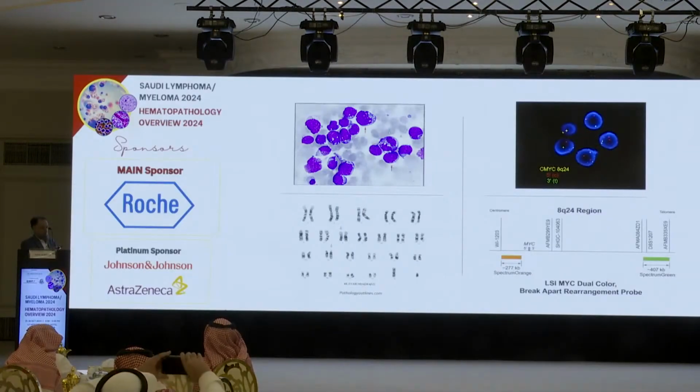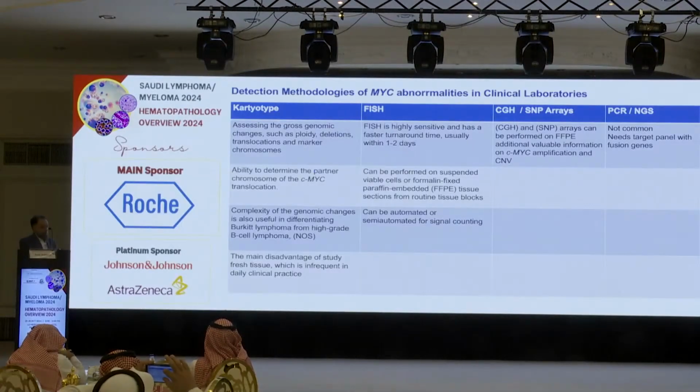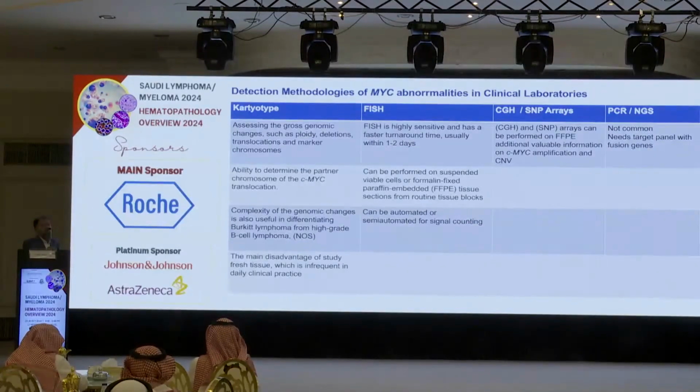This has a lot of advantages. Obviously, it's slow, it takes time. Its biggest disadvantage is that you have to have fresh specimens, which is not always possible in clinical practice. Whereas FISH is easy, faster, can be automated, but again, you're targeting only one piece of DNA, so you will be missing some other things.